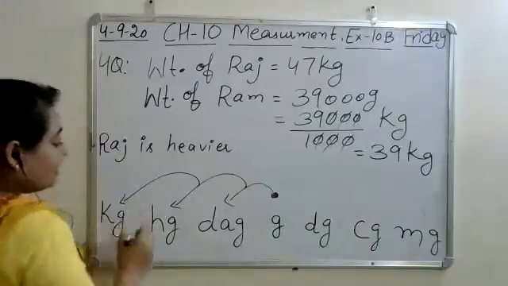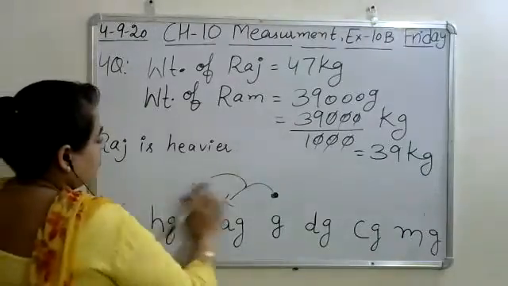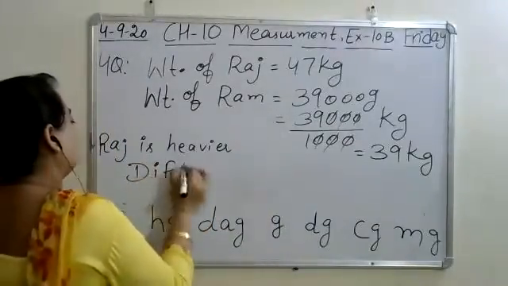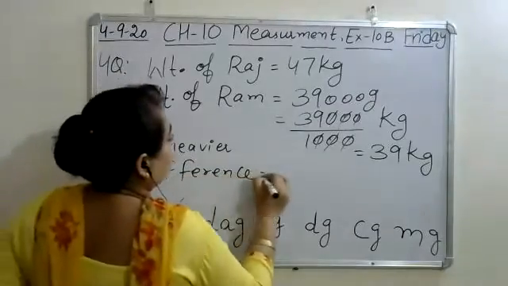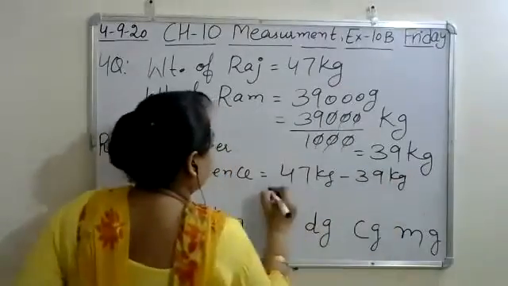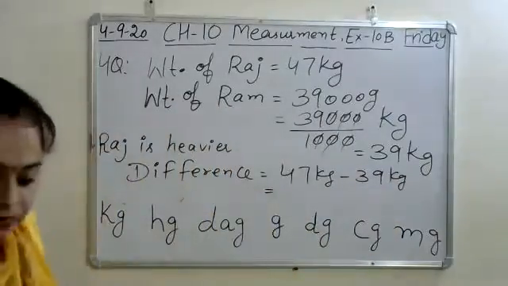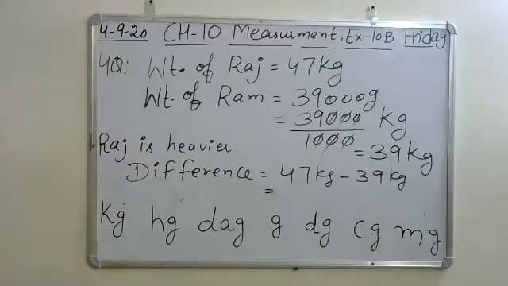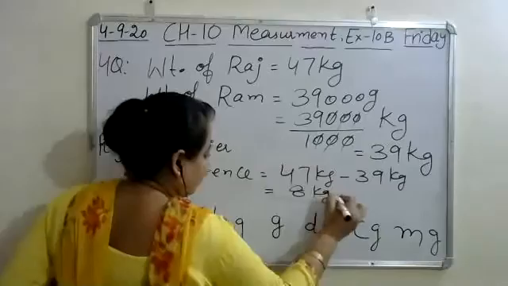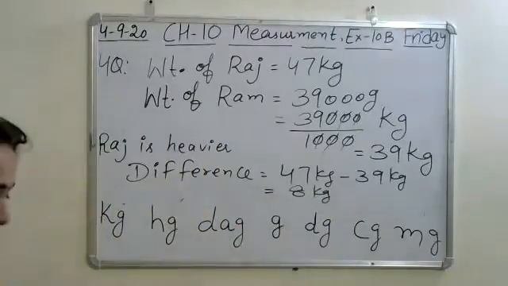So we will find the difference here. So difference is equal to 47 kg minus 39 kg. Now tell me the result after the subtraction. Very good, Harman. The result is 8 kg. So this is the result, 8 kg. So this is the way to solve the sum.